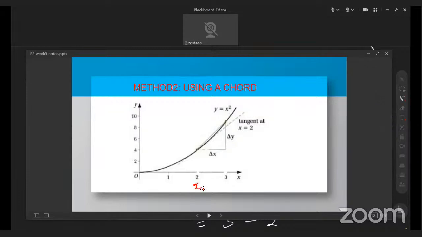Our original point is this, and this is our change in what? In x. That's what we have. But you know that your y is equal to what? To x squared. That's what you have. That's what we need to know in the beginning.